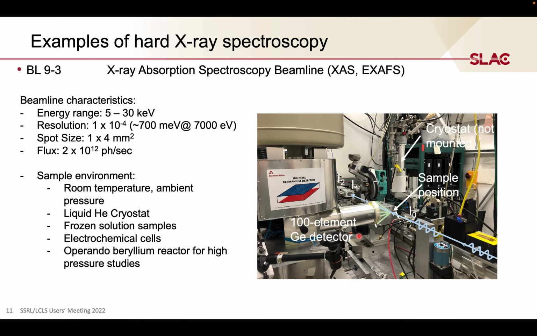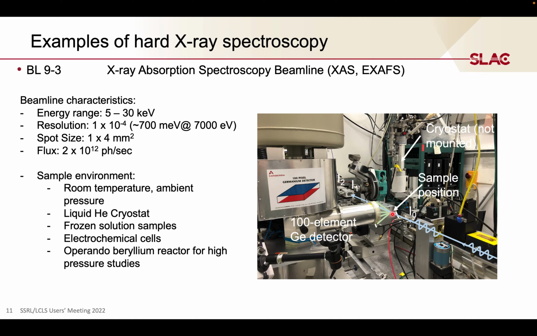All right, let's leave the soft X-rays and go to the hard X-rays. It's beamline 9-3. It's a beamline to measure X-ray absorption and EXAFS. It has a simpler setup because now everything can be in air partially. So the beam comes here from the right, in blue again, goes through an ion chamber for I0, and then it hits a sample, which is around here. The sample does its trick and it radiates into the whole 4 pi.